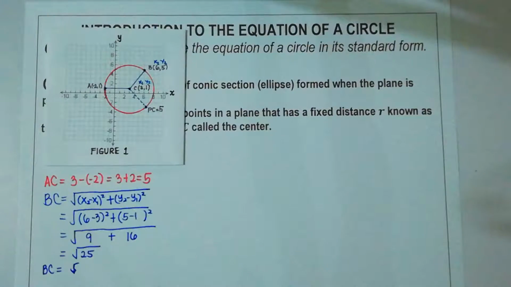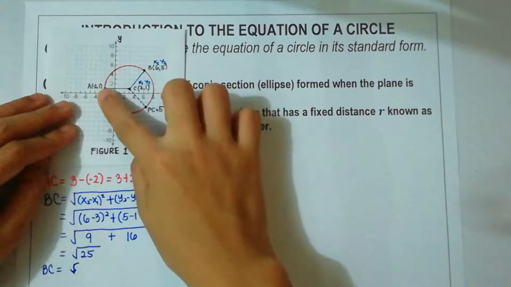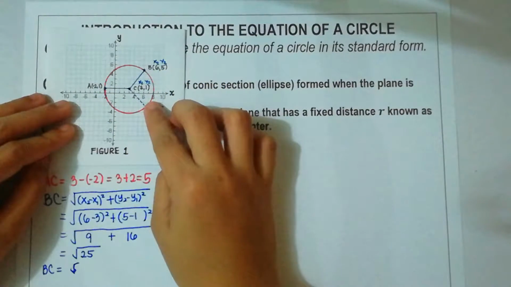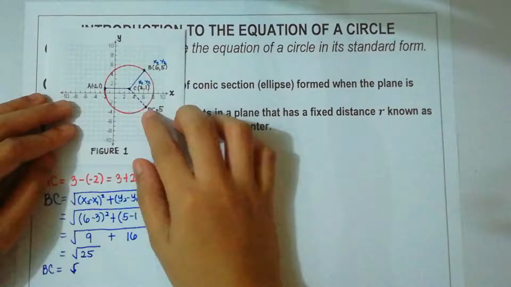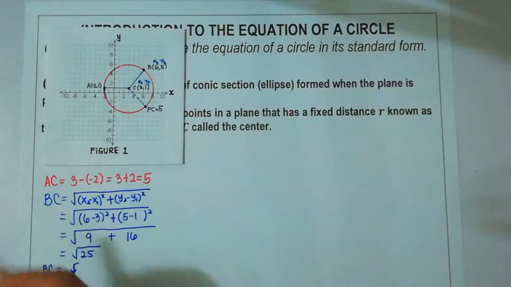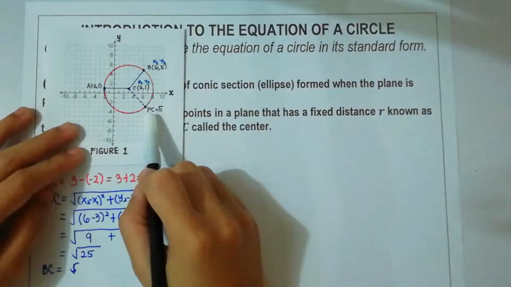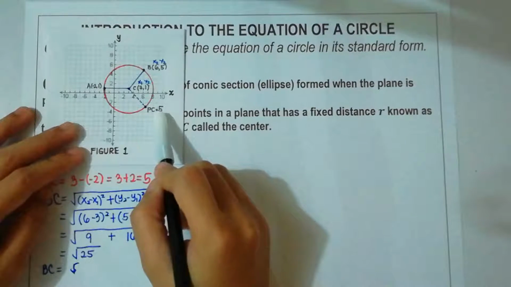So with these two examples, we can say that every point on the circle has the same distance from the center of the circle. So we can also say that if we have any point P on the circle, its distance will also be 5.